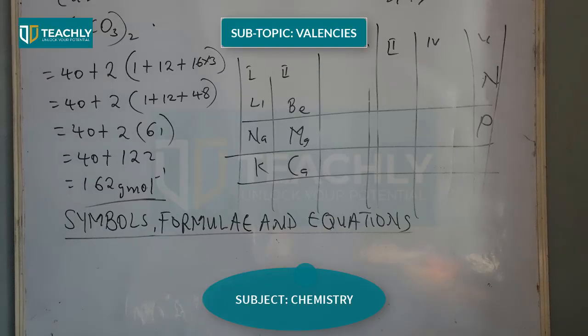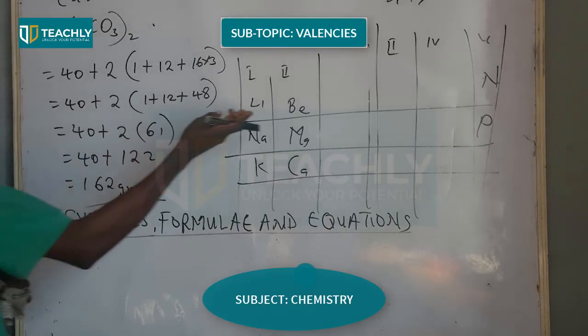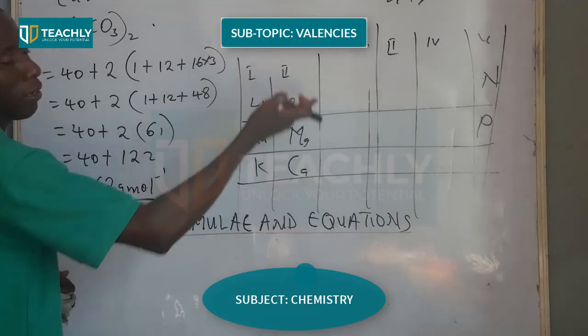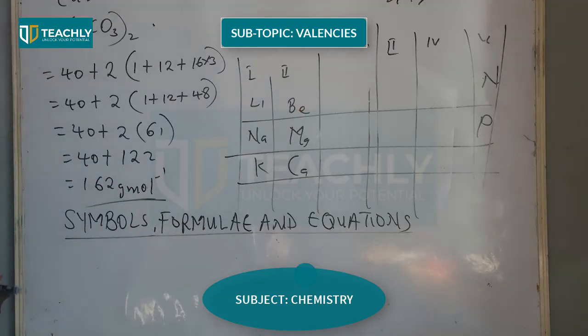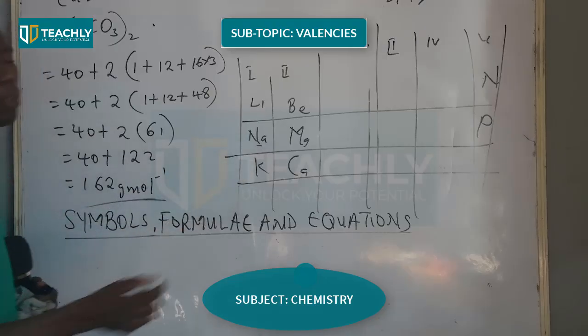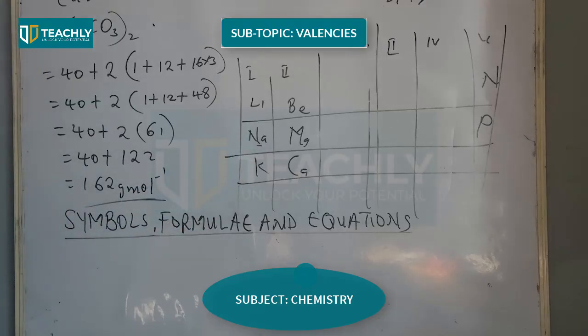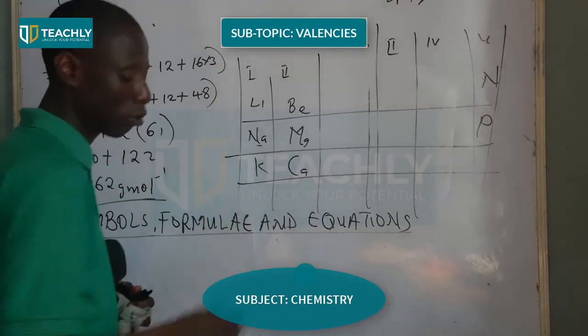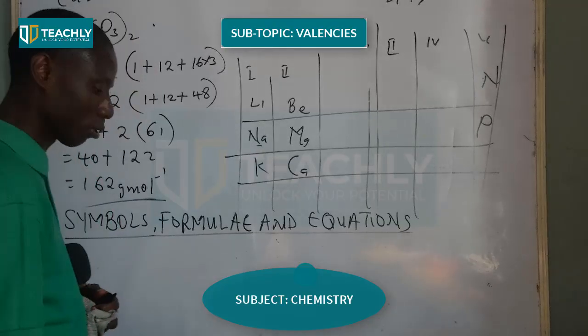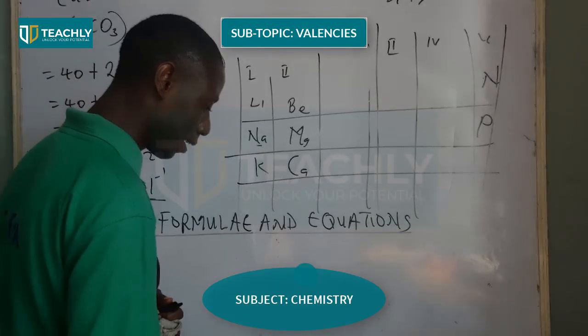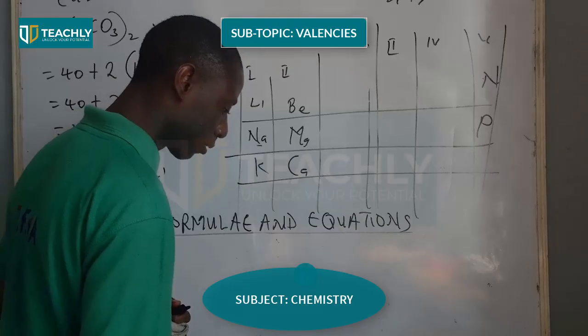So some elements are represented using their first letter, maybe the second letter. Mostly when you are representing a symbol, the first letter is always a capital letter. You should not forget that. The second letter can be the second letter of the element, or another letter, but that one will be in small letter. That is how the symbol of an element is represented.